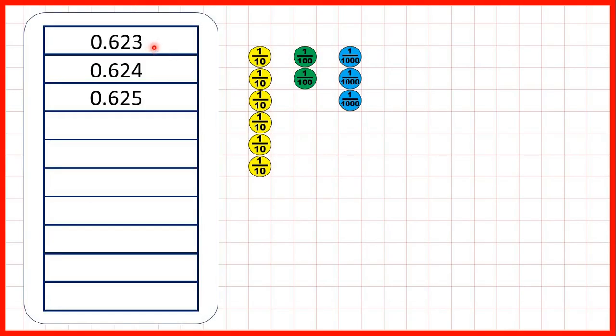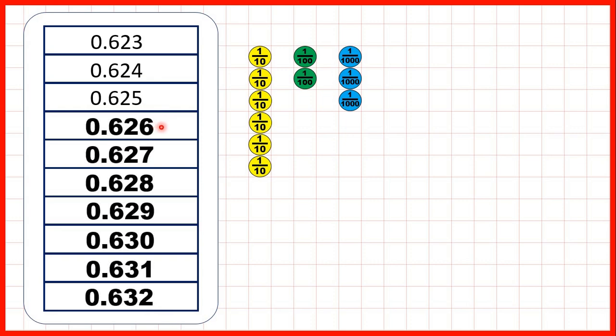Now let's count in thousandths. So first we have 0.623, so that's 6/10ths, 2/100ths and 3/1000ths. If we count in thousandths, we then have 0.624, then 0.625. What are the next 7 numbers in this sequence?